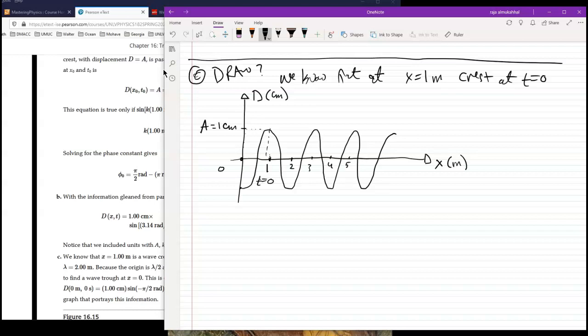At t equals 0, x equals 1, and then the wave is moving with velocity equal to 200 meters per second, I think. And the wavelength, which is basically the distance between two crests or two troughs, would be equal to 2 meters, and there we go. That would be one shape of the wave. Okay, everybody got that? Okay.